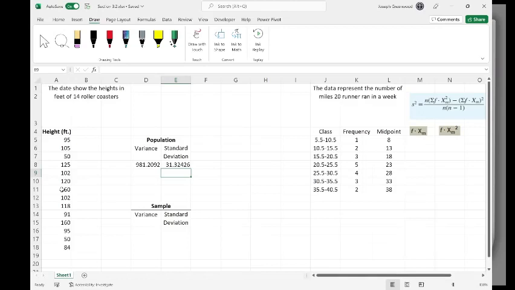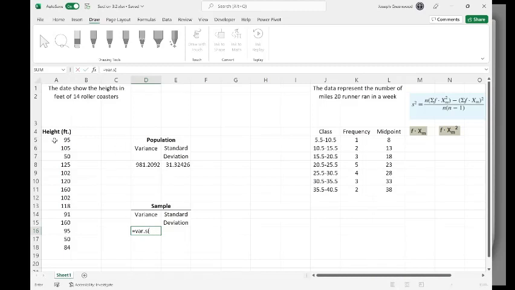Great. But what if this isn't a full population of roller coasters? What if this is just a sample, which is a lot more likely? How do we calculate variance and standard deviation there? Well, just like we did, equals VAR, but instead of .P, I'm going to go .S.